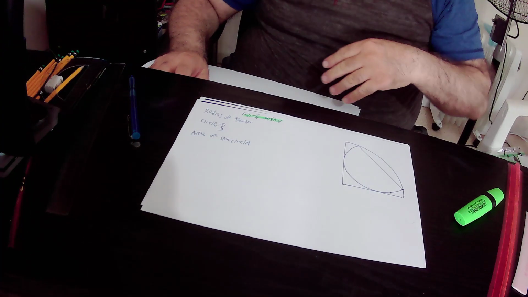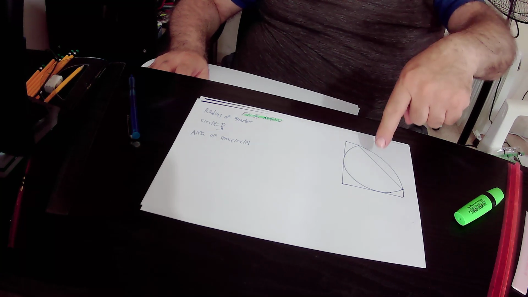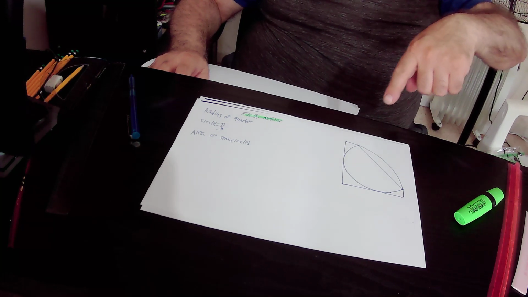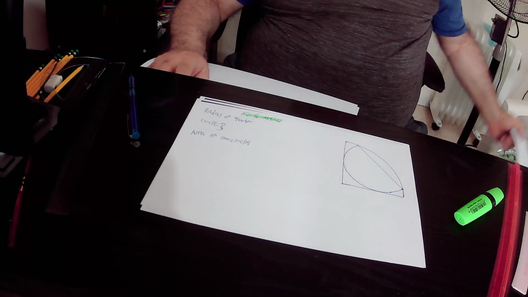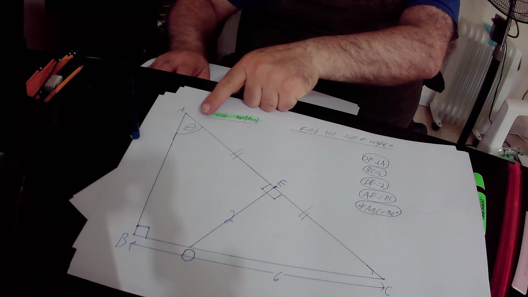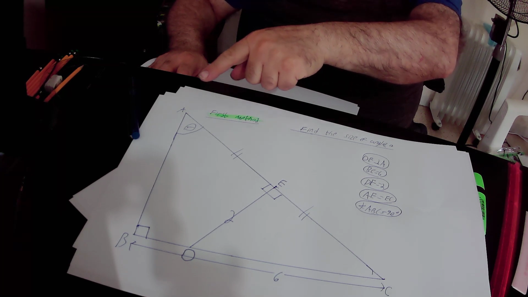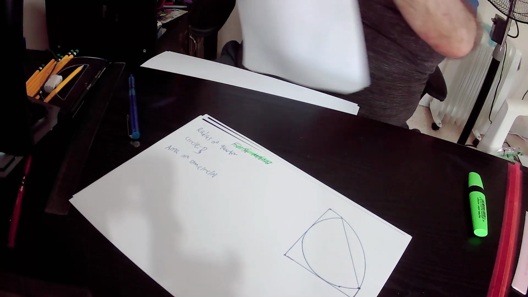Hello, in this lecture we will answer two questions. The first question is to find out the area of this semicircle that is inscribed by a quarter circle, and the second question is to find out the size of this angle theta, that is the angle of the right triangle ABC. So we'll start with the first question.